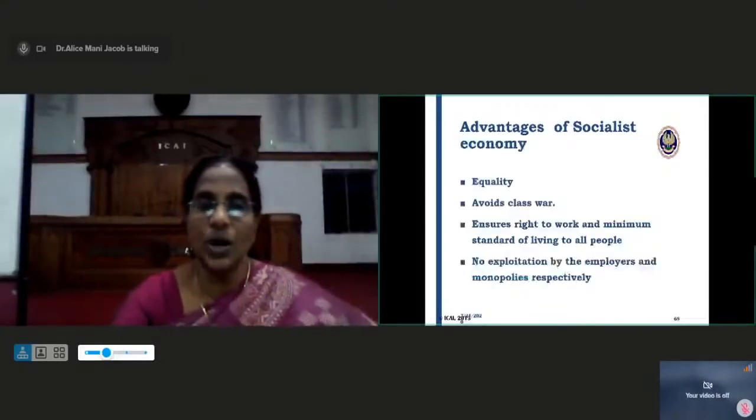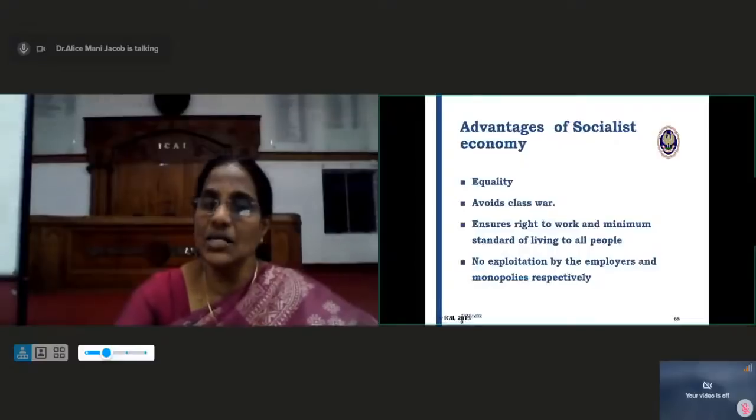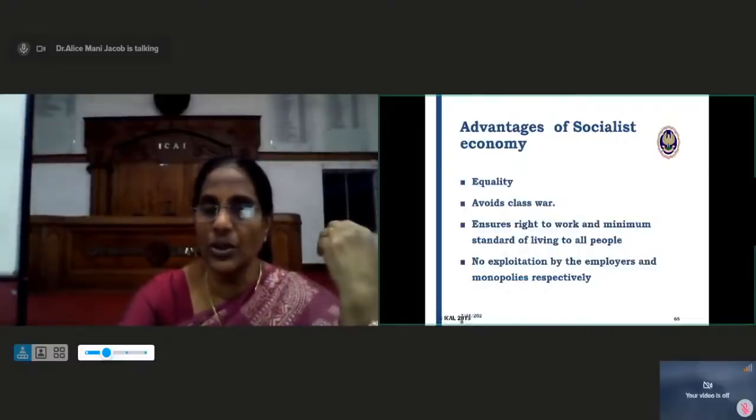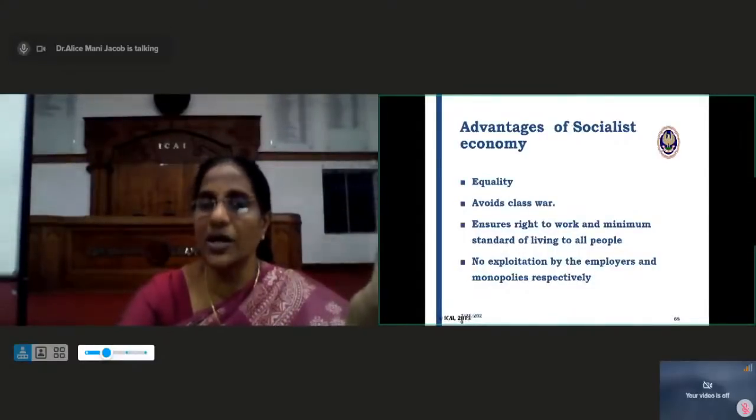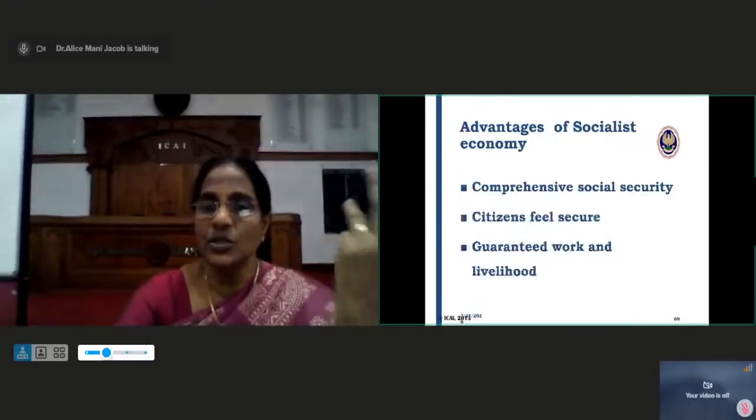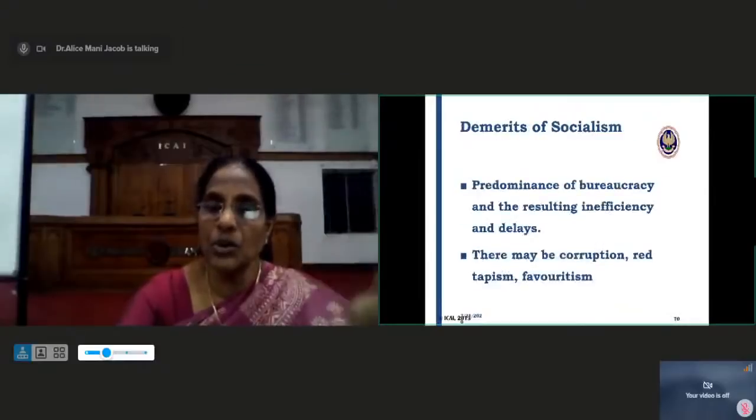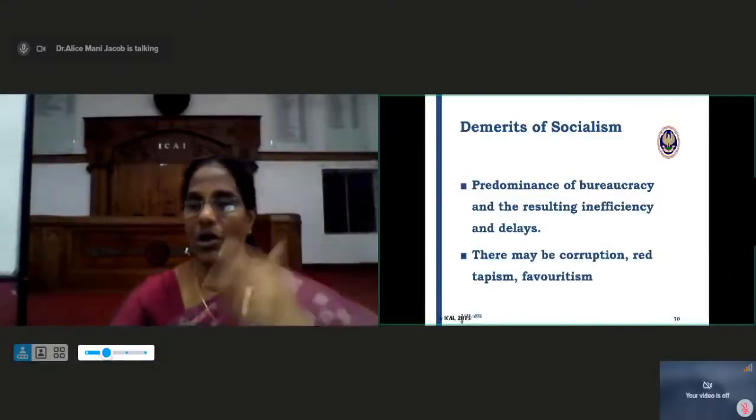Then what is the advantage? Come on, no class war. Please just go through it. Right to work, everything, there is no exploitation. Okay. Social security, you feel very secure. Okay. Bureaucracy is there. But what is the demerit?